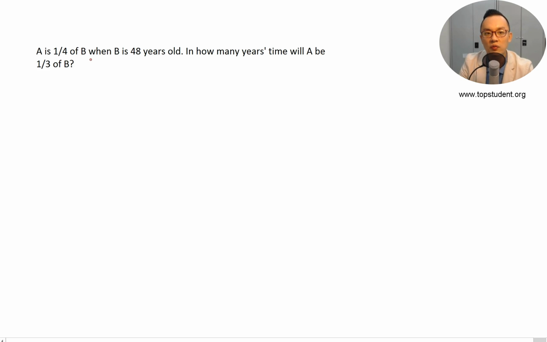A is 1/4 of B when B is 48 years old. In how many years' time will A be 1/3 of B? So again, A and B, get my mathematical structure out first.